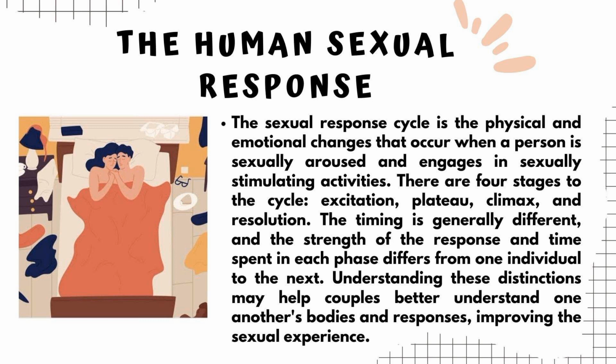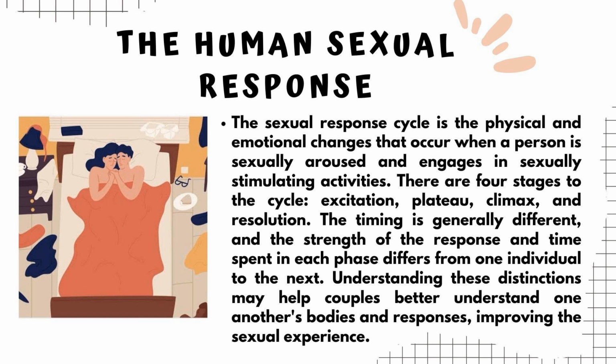So, the human sexual response cycle is the physical and emotional changes that occur when a person is sexually aroused and engaged in sexually stimulating activities like sex or masturbation. And understanding how your body reacts during each phase of the cycle is very important, because this might help you improve your relationship and pinpoint the source of any sexual issues that you experience in your life. And there are 4 stages to the sexual response cycle, which are the excitement, plateau, climax, and resolution. And these stages affect both men and women.